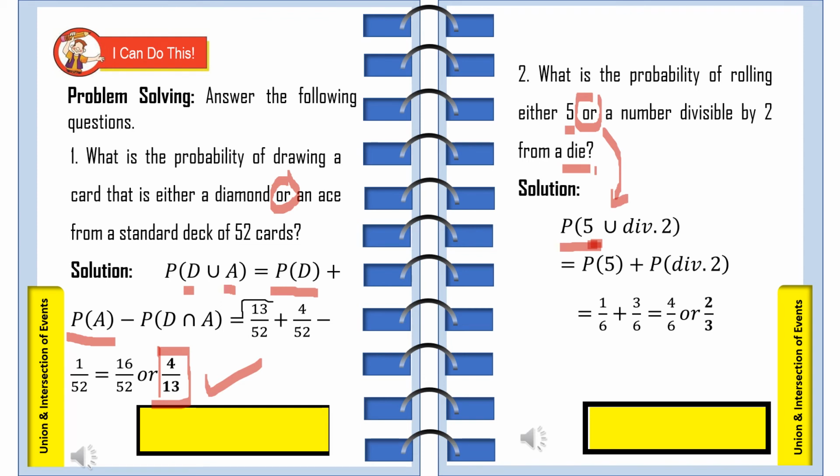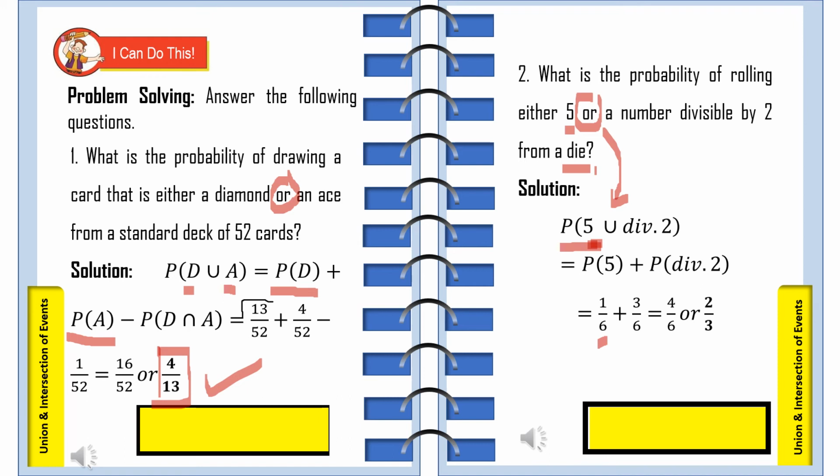So, yung probability na makuha natin is yung 5 sa isang die. Explain ko na kanina, meron siyang 6 faces, so meron siyang numbers 1 to 6. Ilan lang yung 5 sa 1 to 6? Siyempre, isa lang. Kaya I have 1 over 6. And then plus, yung divisible of 2. Sa 1 to 6, ilan yung divisible by 2 doon? Correct, tatlo. That is 2, 4, 6. Kaya we have 3 over 6.